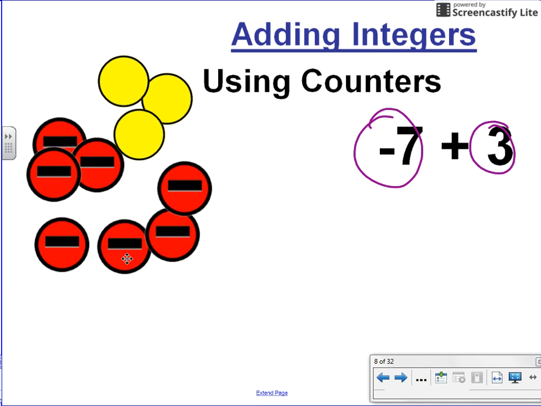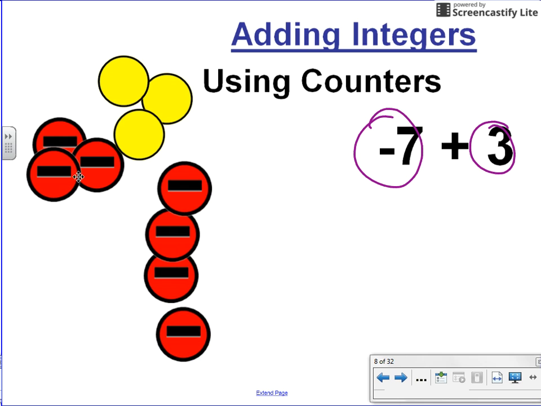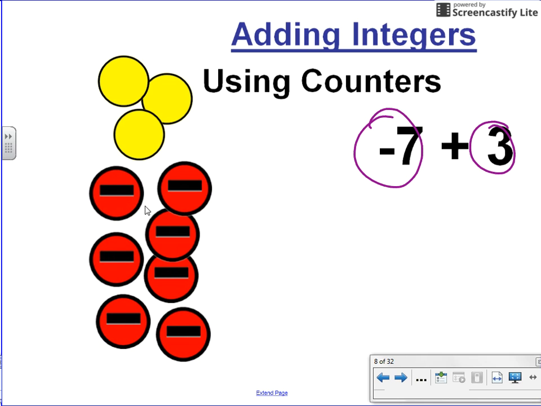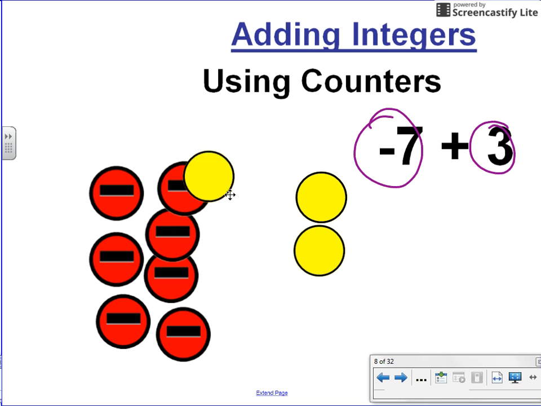So I got 1, 2, 3, 4, 5, 6, and 7. Okay, so there's 7 negatives. And then we have 3 positives. I'm using yellow little circles here.